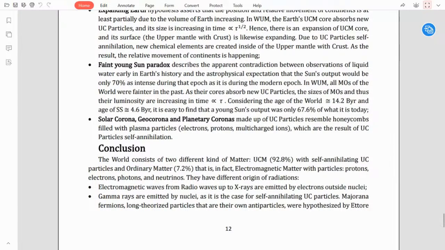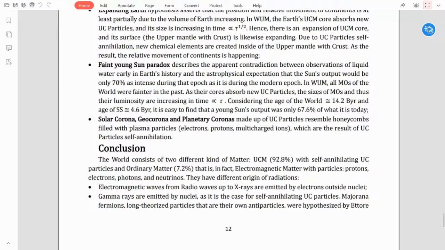Solar corona, geocorona, and planetary coronas made up of UC particles resemble honeycombs filled with plasma particles, electrons, protons, multi-charged ions, which are the result of UC particle self-annihilation.